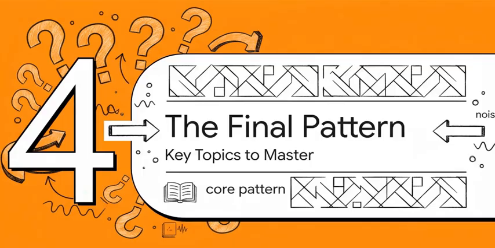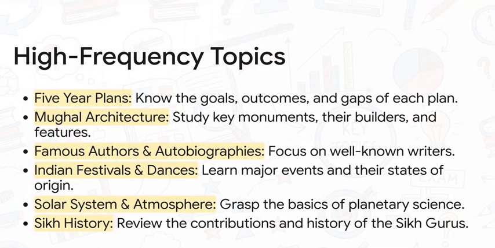So after breaking all this down, what's the ultimate takeaway? We've sorted through all the noise to find the real signal. Here is the core pattern that this exam paper really shows us. This is your study guide, basically, pulled directly from the exam itself. 5-year plans, Mughal architecture, famous authors and autobiographies, major Indian festivals and dances, the basics of our solar system and atmosphere, and key parts of Sikh history. These aren't just random topics, these are proven, high-frequency areas where you absolutely have to focus your energy.